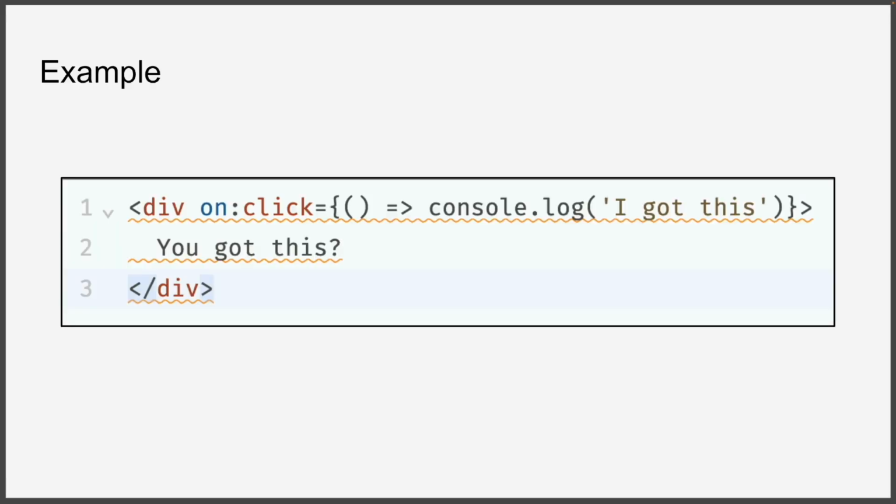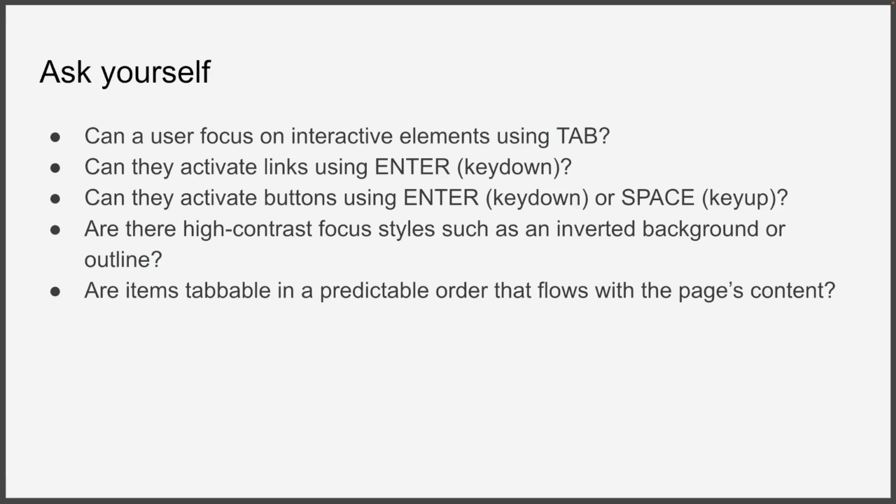Let's start with this broad category of keyboard interactivity. Take a look at this. Here we have a div with a click handler, and already we have a yellow squiggly. How could we improve this? Ask yourself, can a user focus on interactive elements using tab on their keyboard? Can they activate links using enter on key down? Can they activate buttons using enter on key down or space on key up? There's a distinction. Are there high contrast focus styles such as inverted background or outline? Are items tabbable in a predictable order that flows with the page's content?